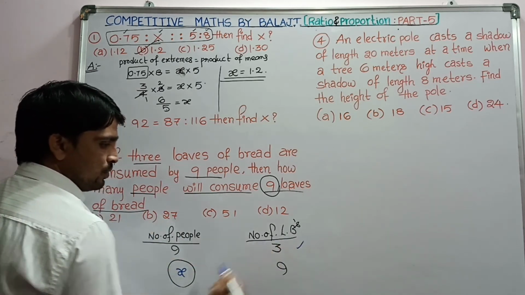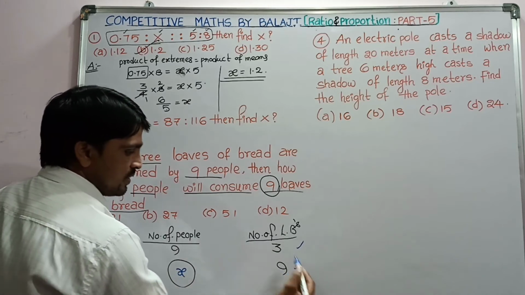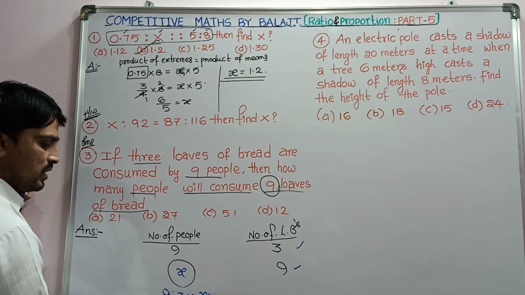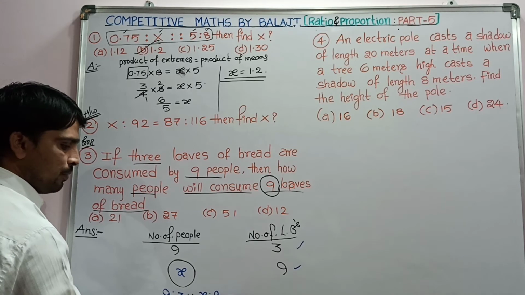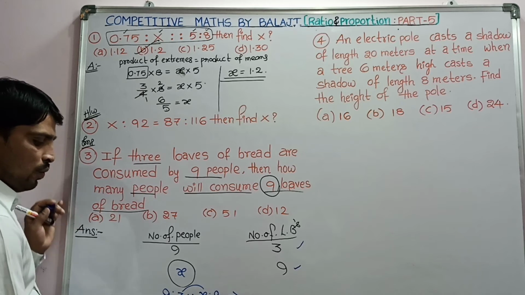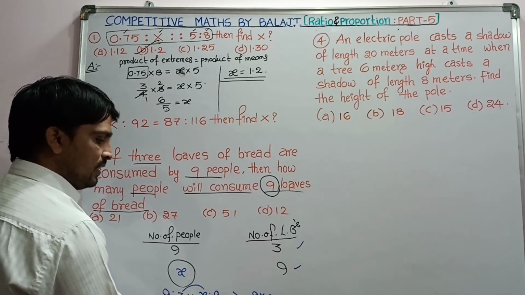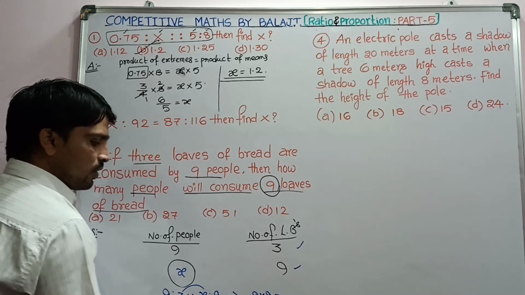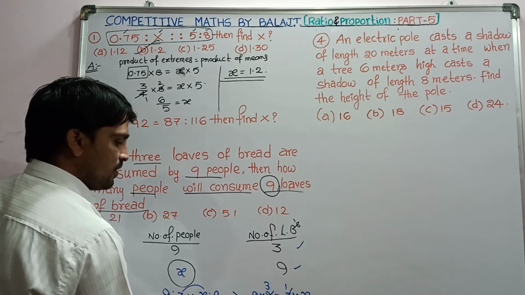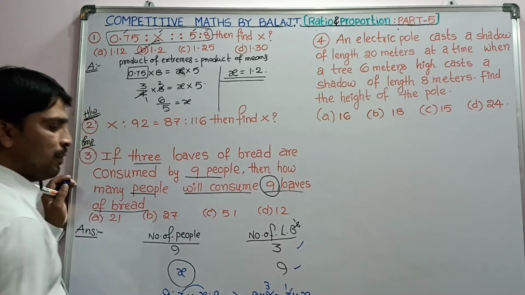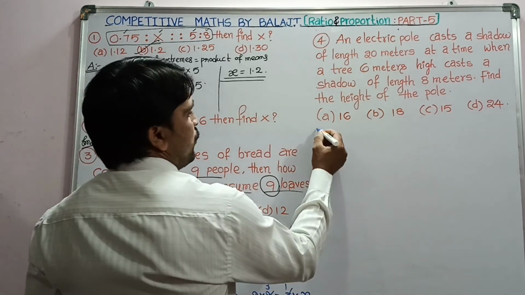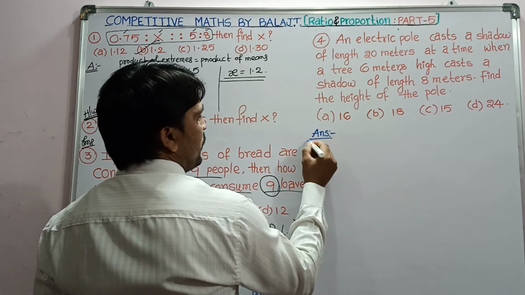Then first numerical values are respectively proportional to second numerical values. That is, 9 is to 3 as x is to 9. Again, from this we can write that the product of extremes equals the product of means. What are the extremes? First and fourth term. 9 nines are 81, equal to the product of means, 3 into x. 3 ones are 3, 3 threes are 9, 3 nines are 27, equals x. So 27 people can consume 9 loaves of bread. So the answer is B.